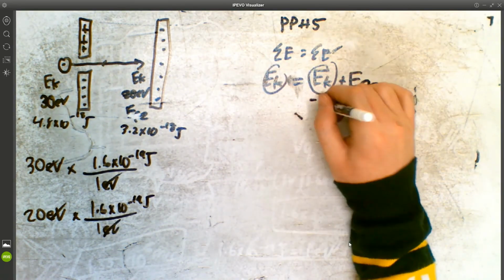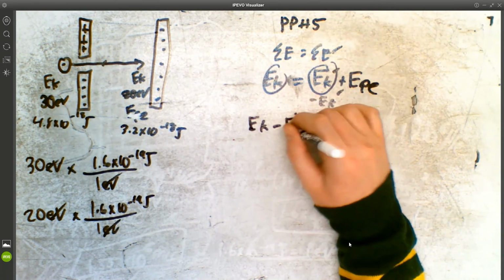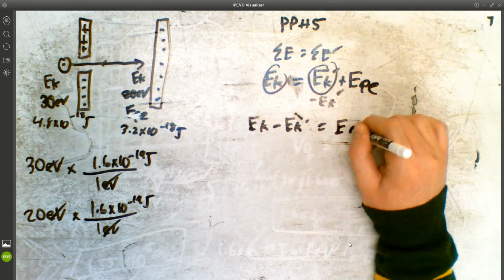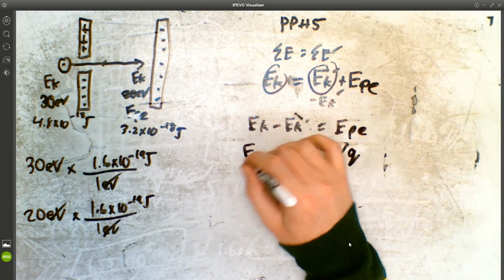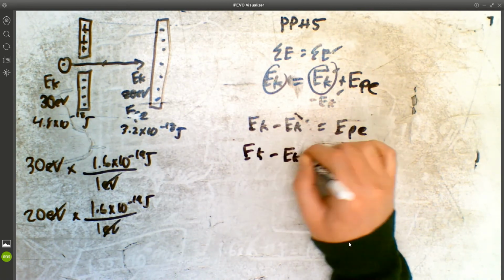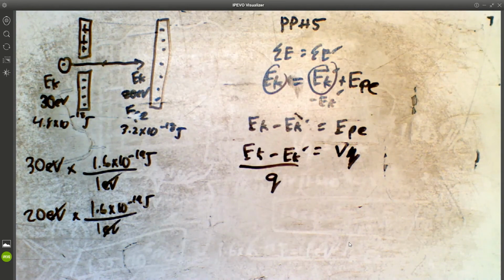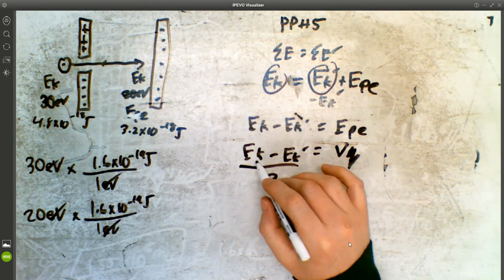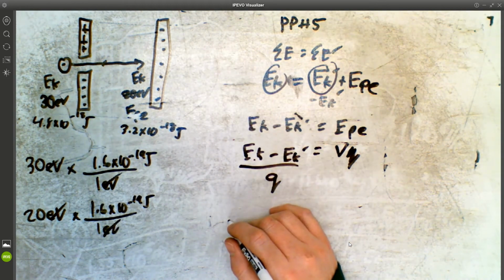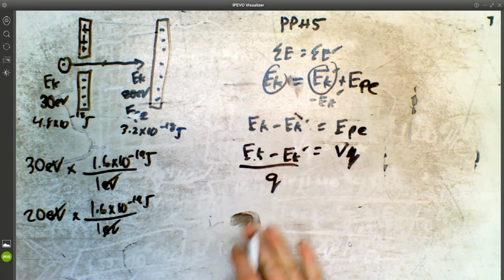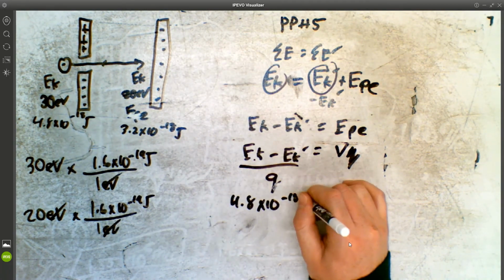So I'll move this to the other side. So I'll minus an EK after. So EK before minus EK after is equal to EPE. And then this is equal to VQ. So then I would divide by Q. And I could find my voltage. Right? So we end up getting my EK before is 4.8 times 10 to the negative 18 joules. That's what we found there.